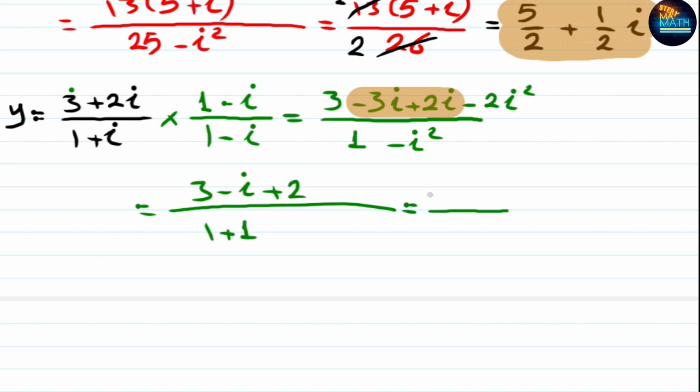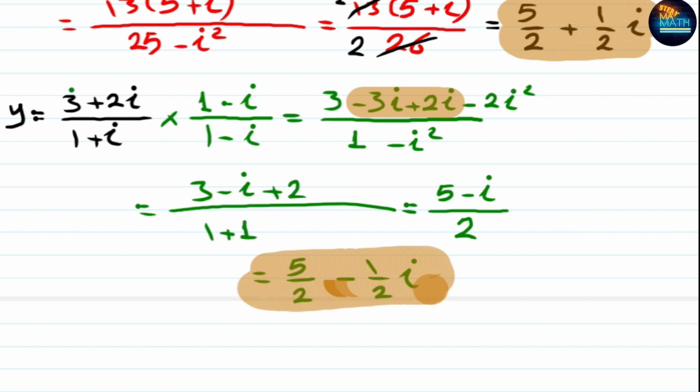So again, in the numerator, you have like terms. The real parts are 3 and 2. 3 plus 2 is 5, minus i, divided by 2. So you just have a real part in the denominator. You can divide each term in the numerator by the denominator. So it's 5 over 2 minus 1 over 2i.